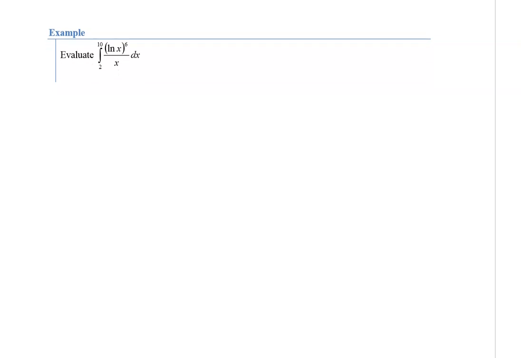Let's go ahead and do another one of these. Use substitution and definite integrals. So we have evaluate from 2 to 10, ln x to the 6 over x dx. Now this is a fun little problem to do with your u substitution. So when you're picking this, you're going to pick u to be your ln x, because that's what's being raised to some power. The derivative of ln x is 1 over x dx.